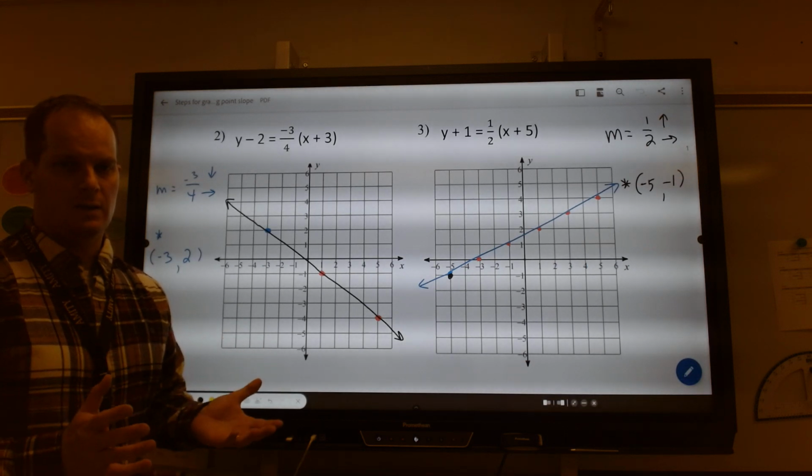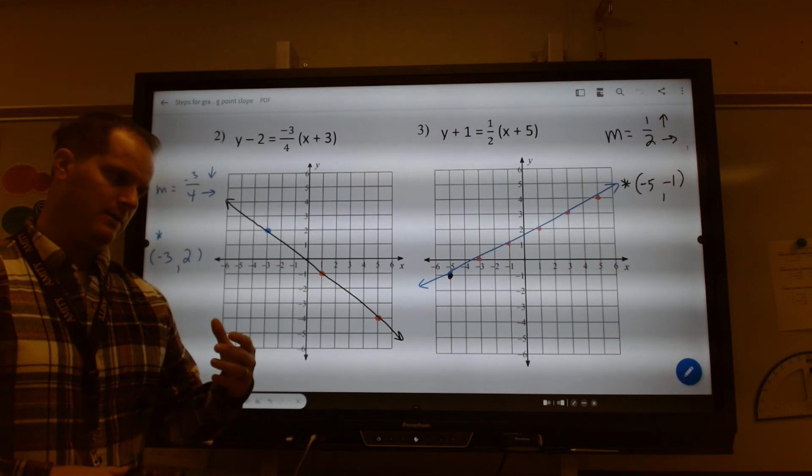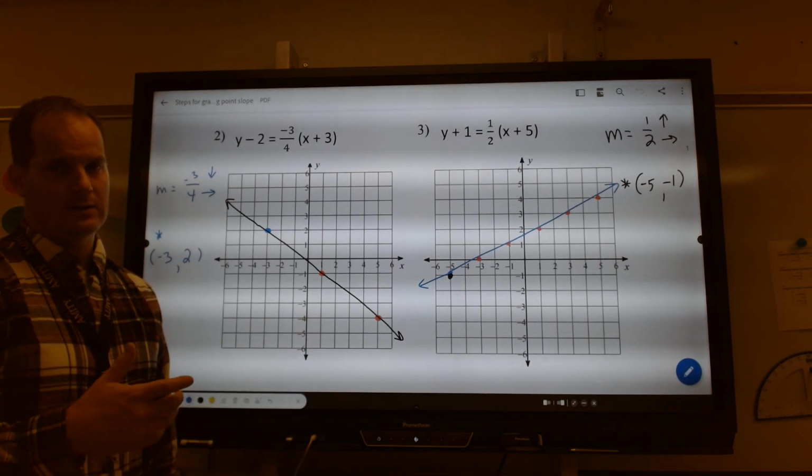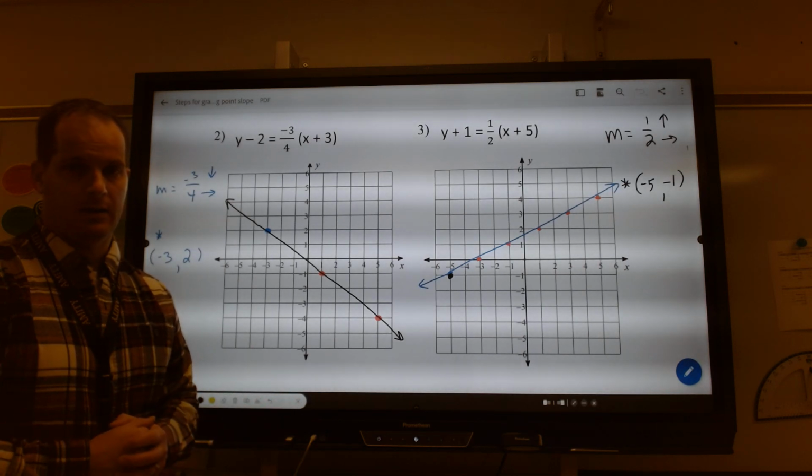But overall, this video, hopefully it helps you. Point slope form, why is it so special? Because you're given a particular point and you're given the slope to graph all other points on that line, or that line that's created. All right, hope this helps.